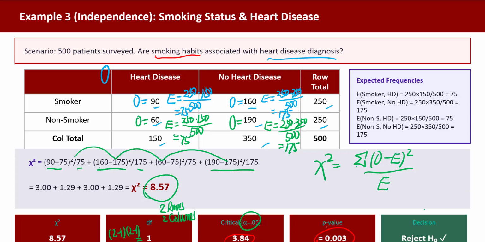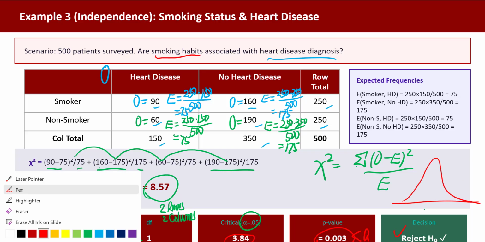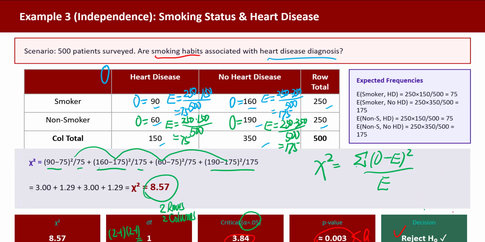So here, 0.003. If you're doing the p-value method, this is less than alpha, so reject the H0. Right? But if you're doing the critical value method, it's the same result, no difference.